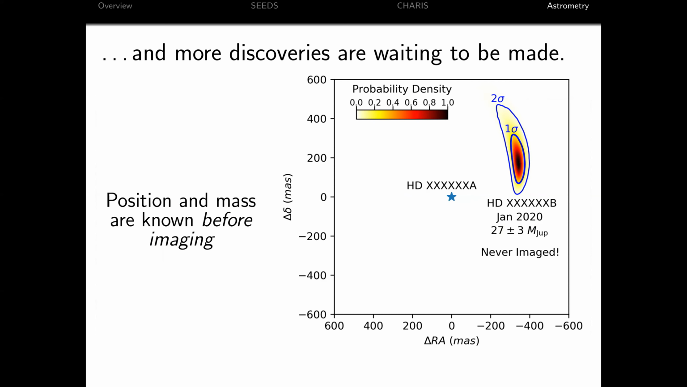So just like with Neptune, where its mass and its location in the sky were both predicted before it was imaged, we can start to do that now with planets around other stars, something that has never before been possible, but is now thanks to these incredible new telescopes that we have.